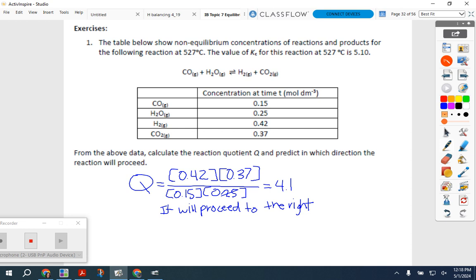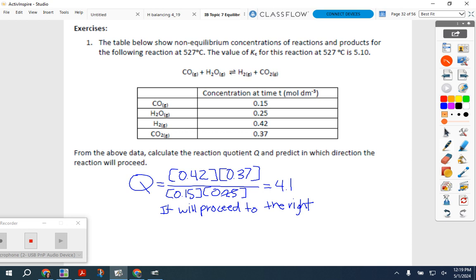So this one is going to go to the right from this point in time where we did not have equilibrium yet, until Q equals K, and then it's going to hang out there. We're still going to have the forward reaction and the reverse reaction happening, but they're going to be happening at the same rate, and we're going to have constant concentration, right? Okay.